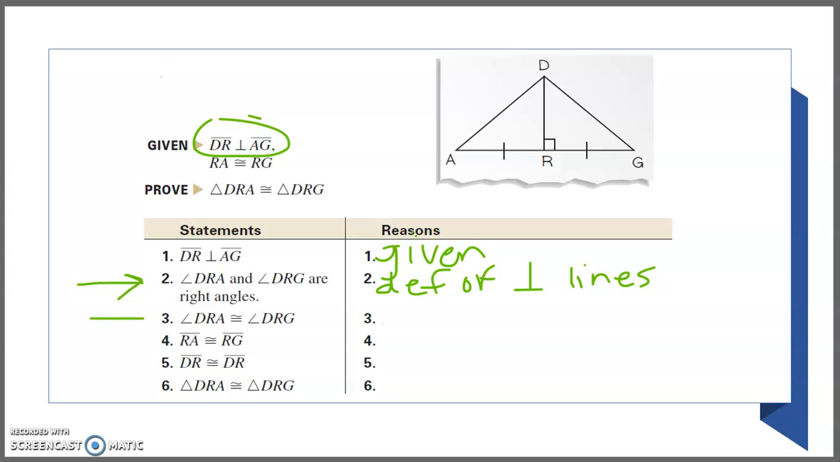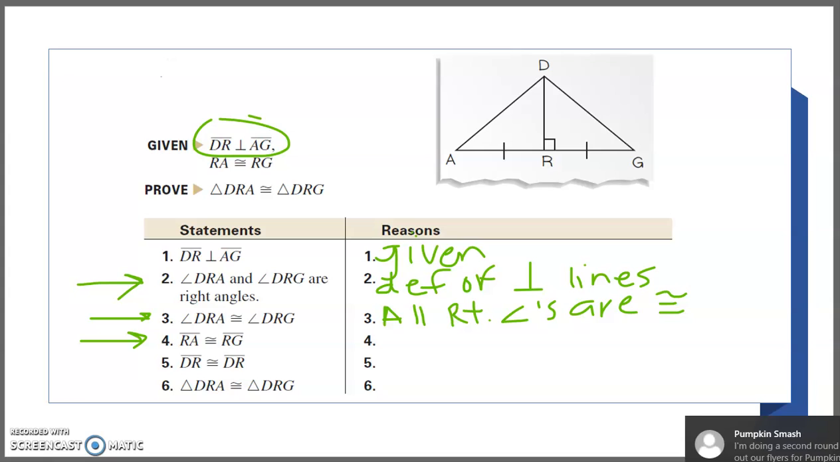Then going from 2 to 3, if those are right angles, then they are congruent. And we're going to back this up with the statement that all right angles are congruent. Right? And it makes sense. If they're all 90 degrees, then they're all going to be congruent. Next, we're concluding that RA is congruent to RG. Let's look at the picture. Oh, notice that is given information. RA is congruent to RG. That was given.